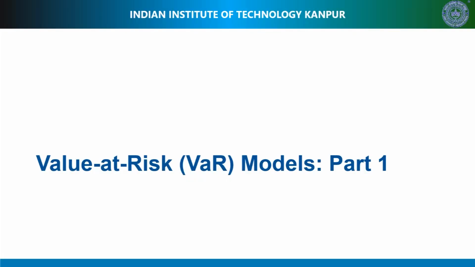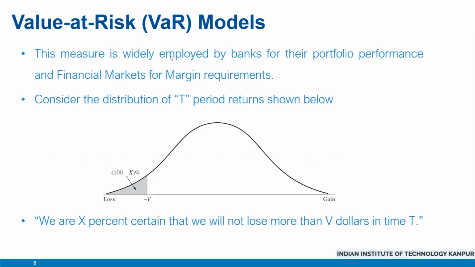In the next few videos, we'll discuss a very important tail risk measure, that is the value at risk measure, or VaR measure. The measure is often employed in risk management by financial institutions, for example, employed by banks in portfolio performance and risk management, and employed by financial market exchanges for their margin requirements.